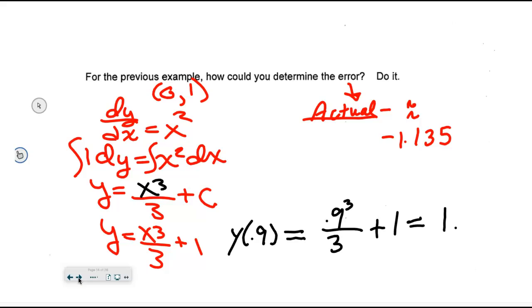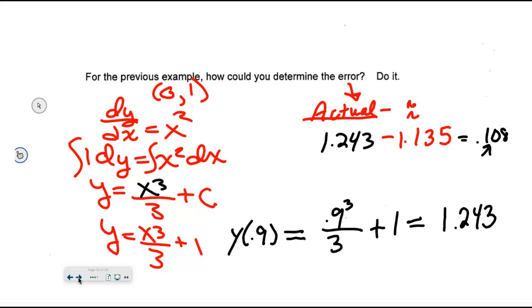1.243. All right. So when I go up here and take my actual value that we wouldn't have if we were using this method, I just subtract them, and I see how accurate I am. What did I get? Point what? 108. That's pretty accurate. I'm only like a tenth off, and I only took 3 steps. Does that make sense?